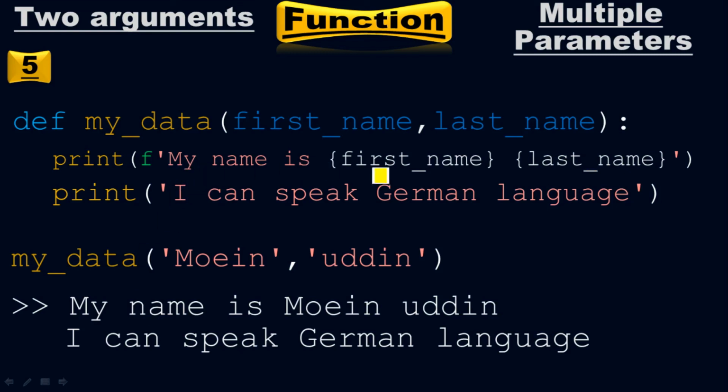My name is Moinuddin. And then the second print function, print of I can speak German language. So I can speak German language. The output is the same. There is no difference in the output. So you can opt for either one. Whether you use the formatted string or the simple expression, it is absolutely up to you. There's no difference in the output.